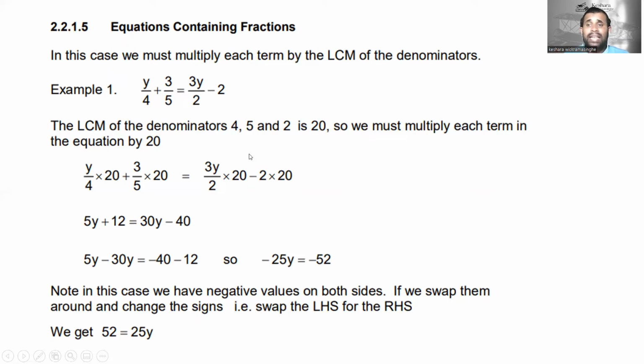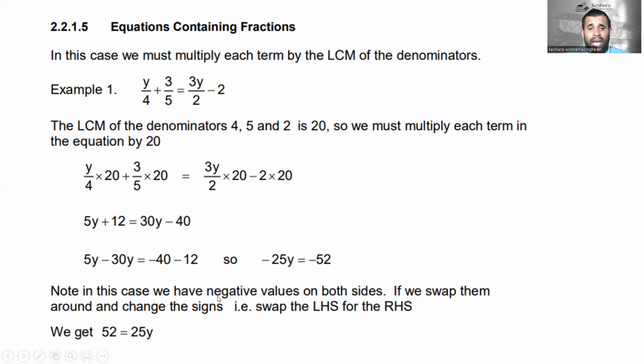So we must multiply each term in the equation by 20. Then y divided by 4 times 20, plus 3 divided by 5 times 20, equals 3y divided by 2 times 20, minus 2 times 20. So the answer is 5y plus 12 equals 30y minus 40. Then 5y minus 30y equals minus 40 minus 12. So minus 25y equals minus 52.